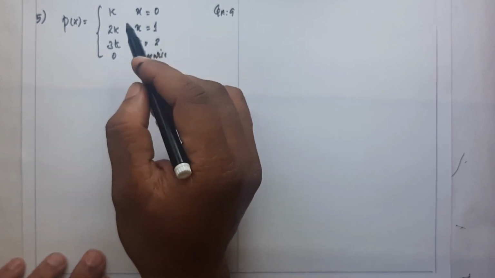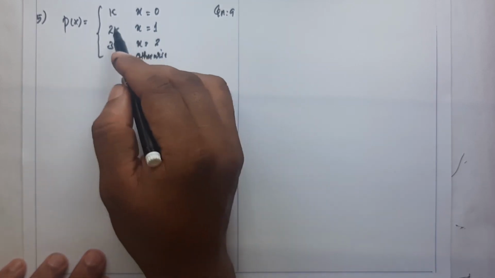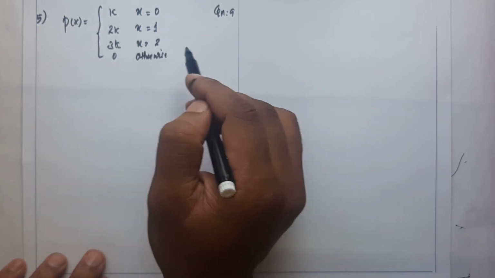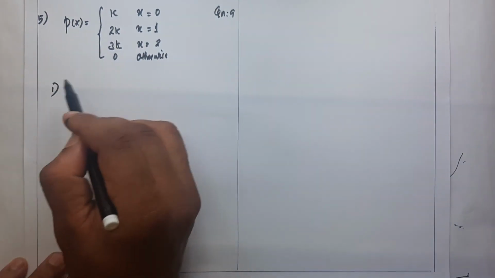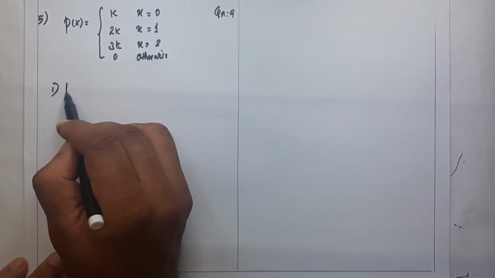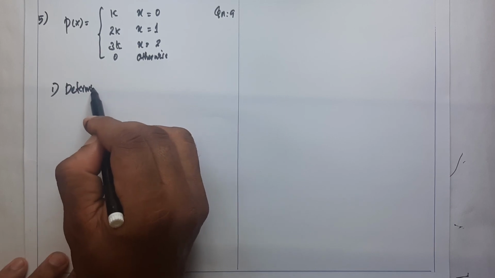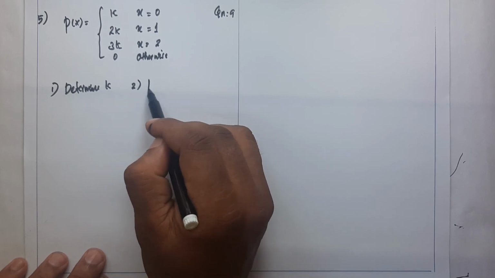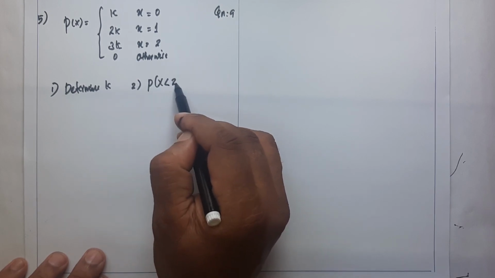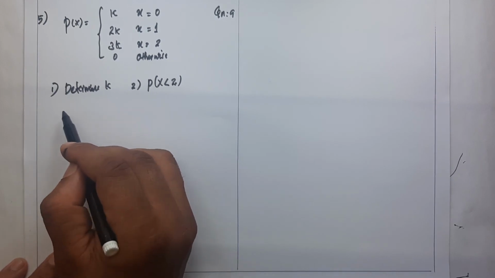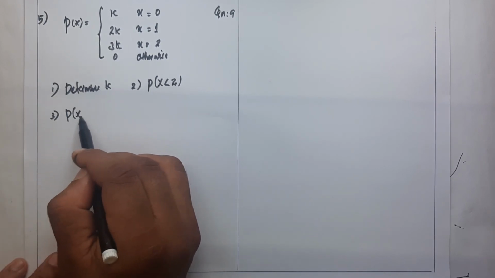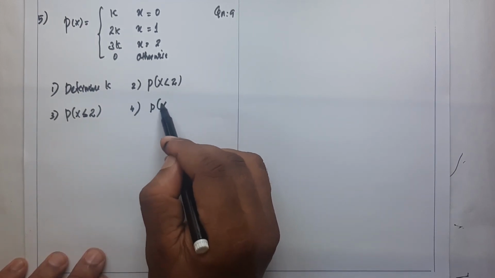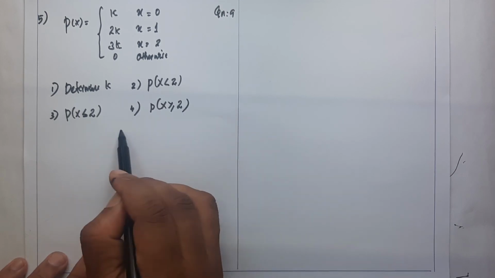Here the probability distribution of a random variable is already given. P of x is equal to k if x equal to 0, 2k if x equal to 1, 3k if x equal to 2, and 0 otherwise. First of all we determine k. Then second question, find P of x less than 2. Then third question, P of x less than or equal to 2. And our fourth question is P of x greater than or equal to 2.